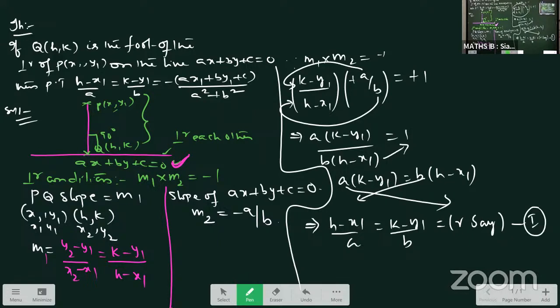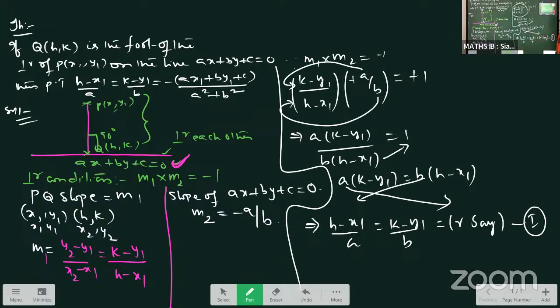Very, very important, this one. First go for the slope of PQ. For the slope of PQ, two points are available to us. Whenever two points are available, what is the slope formula? (y2 - y1)/(x2 - x1). So this is y2 and this is x1, and you substitute here. Next, the slope of this ax + by + c = 0, M2, that is -a/b.